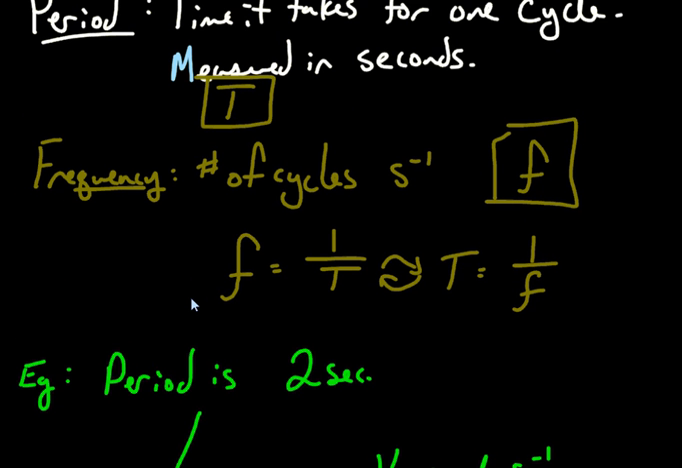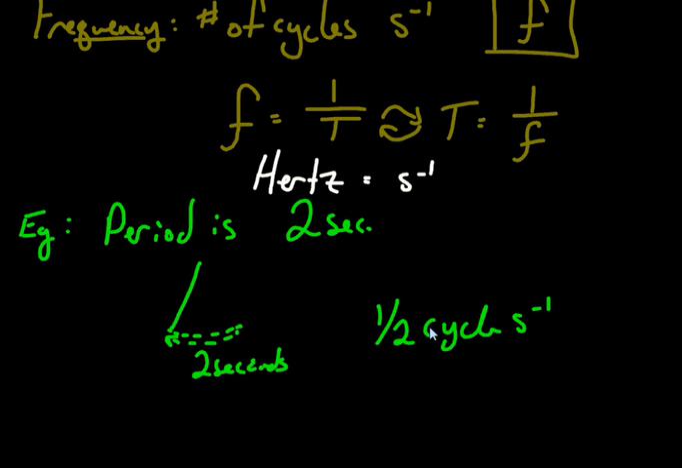The unit for period is seconds. The unit for frequency is hertz. Hertz is just something happening periodically and how many times it happens per second. So the unit is simply per second. You could apply hertz to anything that's happening periodically. Anything that's periodically repeating would have a frequency.